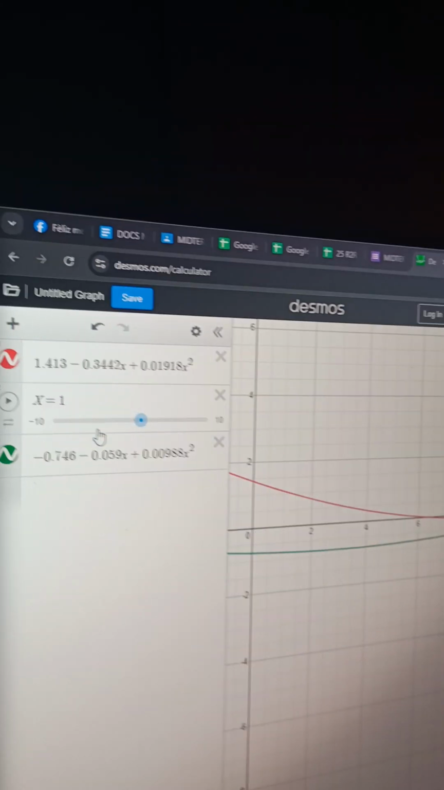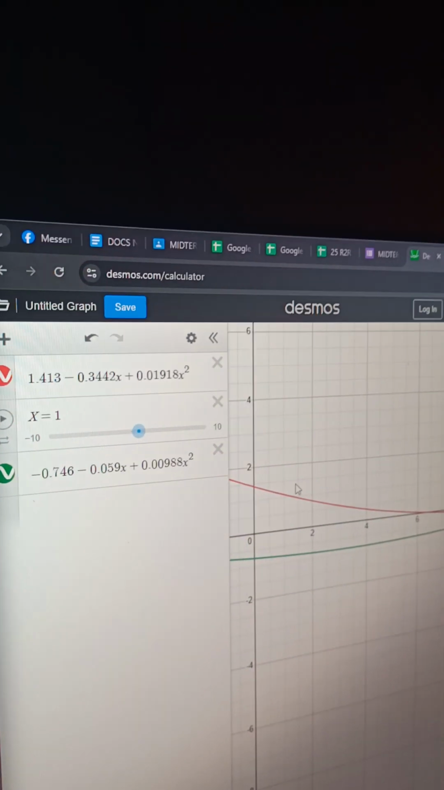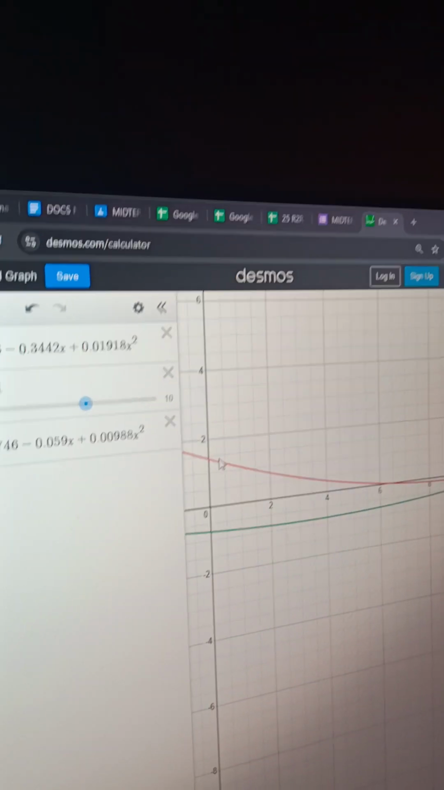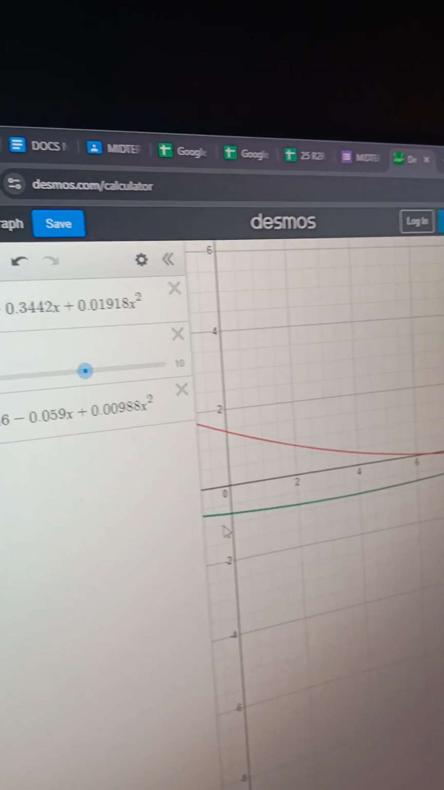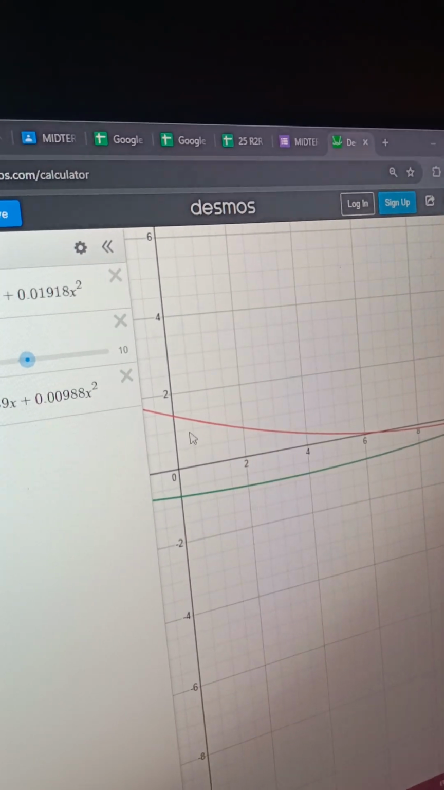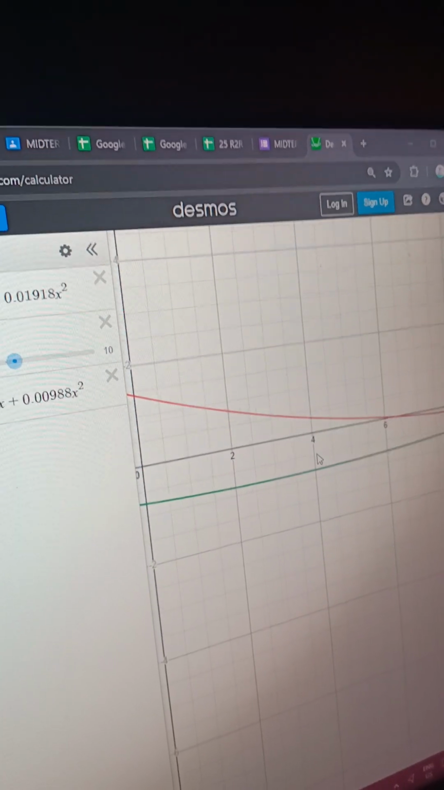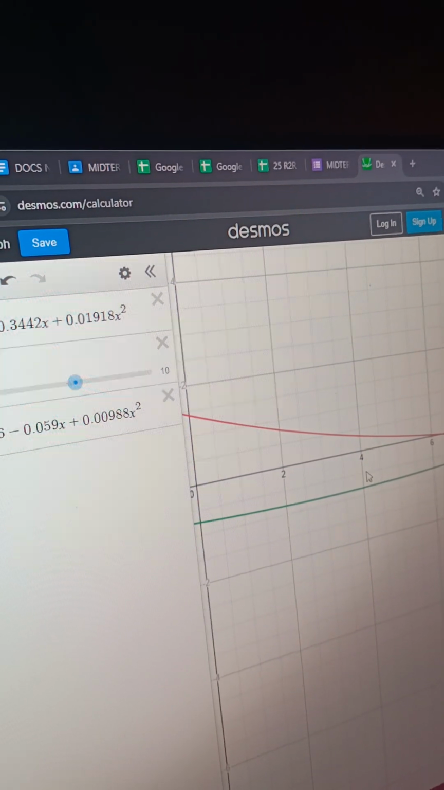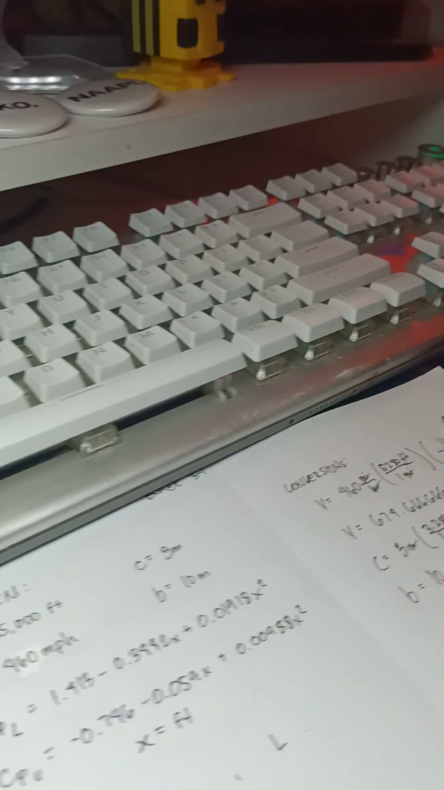So here I plotted in Desmos. The red line indicates the lower pressure coefficient, and then the green line is the upper. And then in between, the area of this is supposedly the lift coefficient. So let's solve for the lift coefficient.